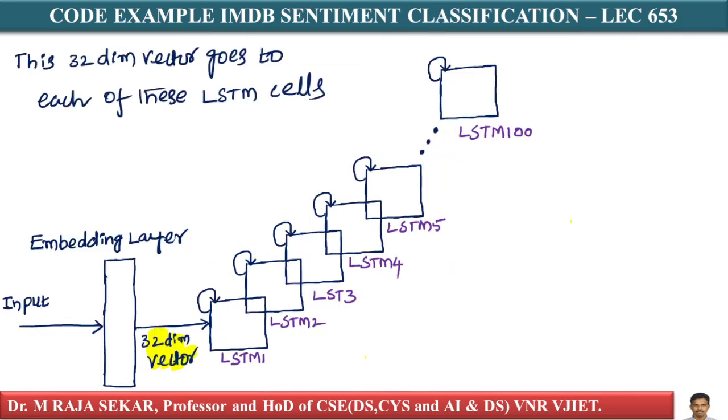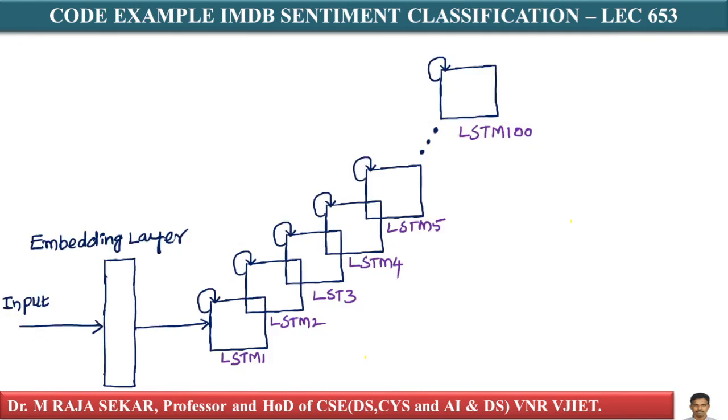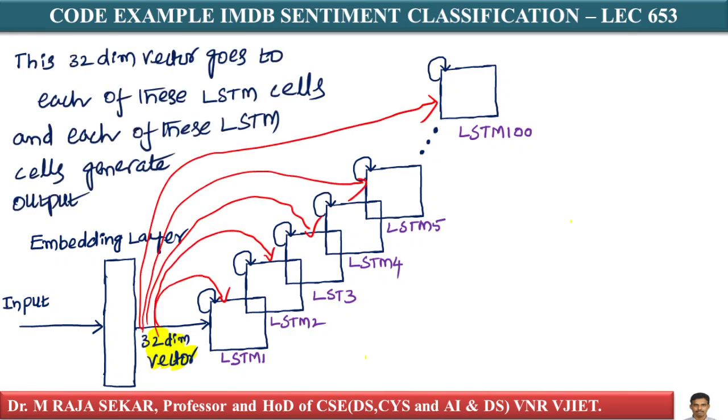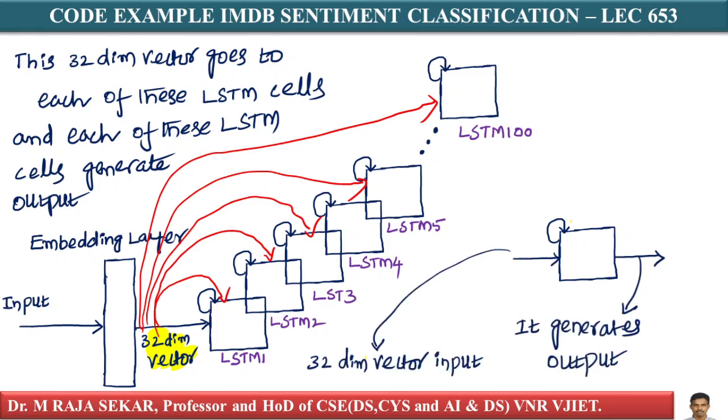I have 100 LSTM cells, one behind the other. Let me show how each of these cells looks. This 32 dimensional vector goes to each of these LSTM cells, and each generates output, isn't it? It generates output, and it also has a feedback loop, because you are going to send the first word, second word, third word, fourth word, and so on and so forth. This is what an LSTM 100 means, isn't it?